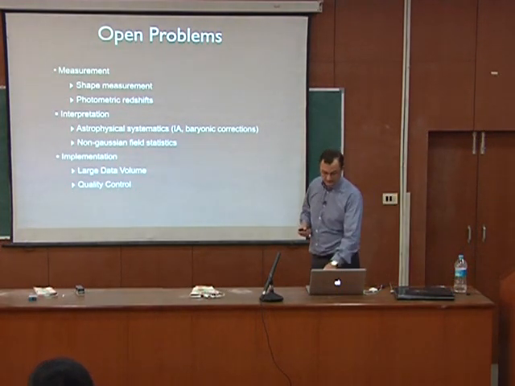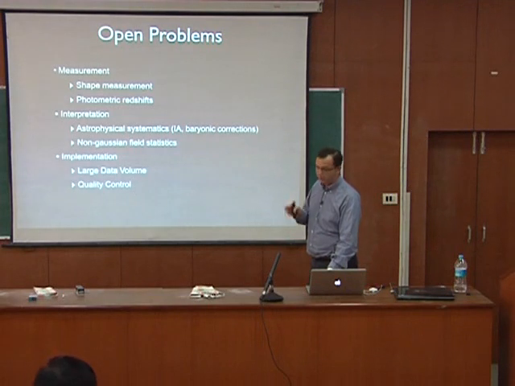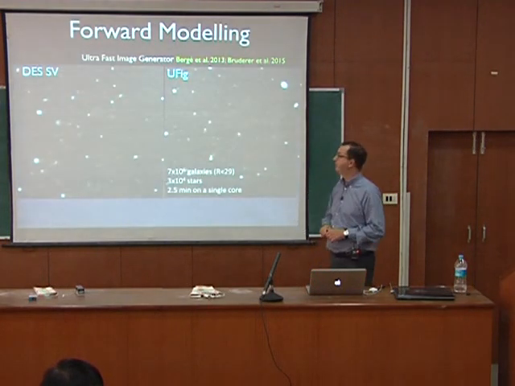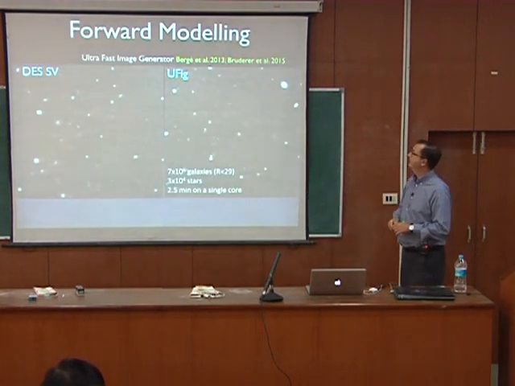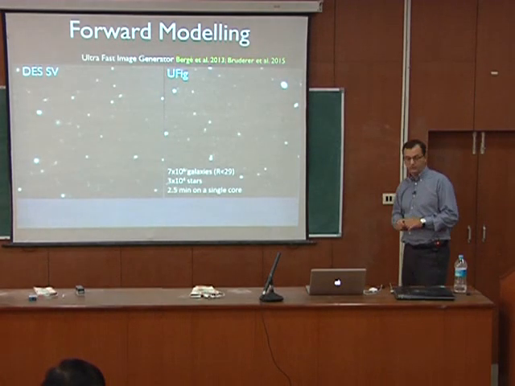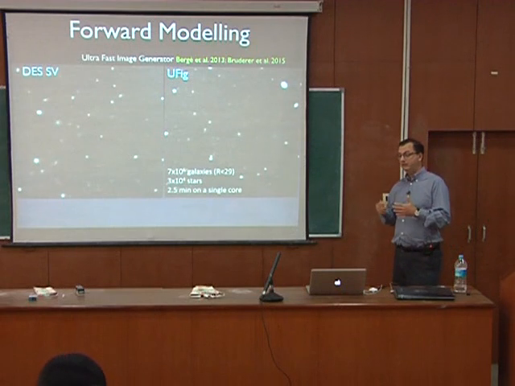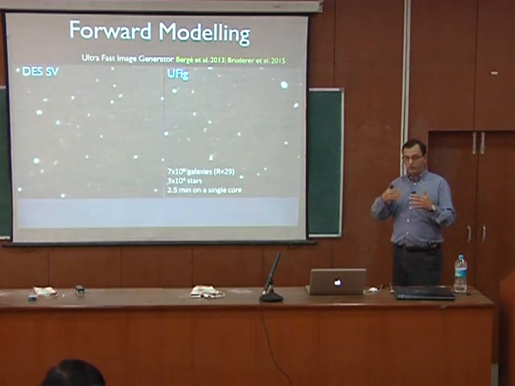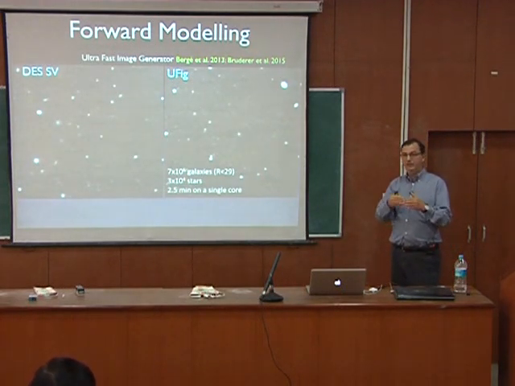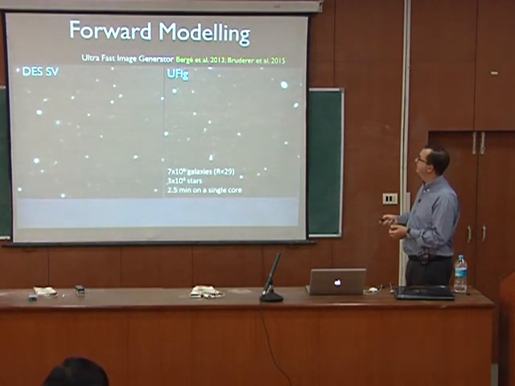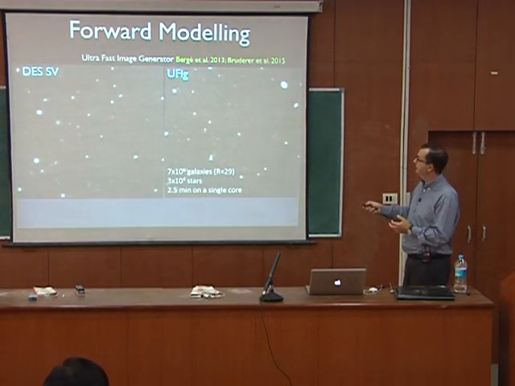And briefly to conclude, I just want to give you a little glimpse at one of the things we're pursuing at ETH, just to give you a feeling. I alluded to it before: we're doing a lot of work on what we call forward modeling to control all the systematics. The idea is to model all the different steps in the measurement and in the data analysis. In order to do this, for instance, we developed some very fast software to generate images. So this is a DES image.